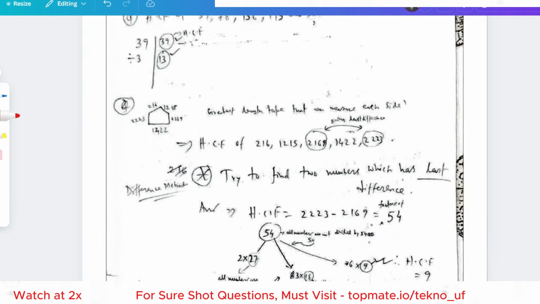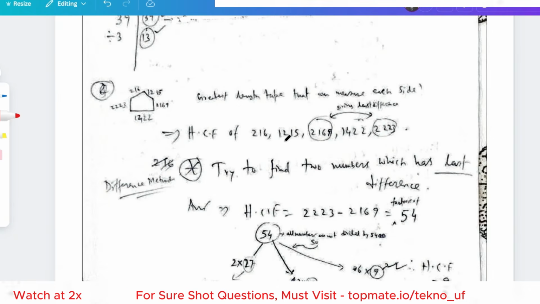So here, as you can see, find the HCF of 216, 12, 15, 2169, 14, 200, 1422, 2223. Okay, so if you go with the normal process, this will take very much time. So here, at first find the least difference. The least difference you can get by subtracting between this number and this number. So 2169 and 2223, if you subtract, this gives you 54 only.